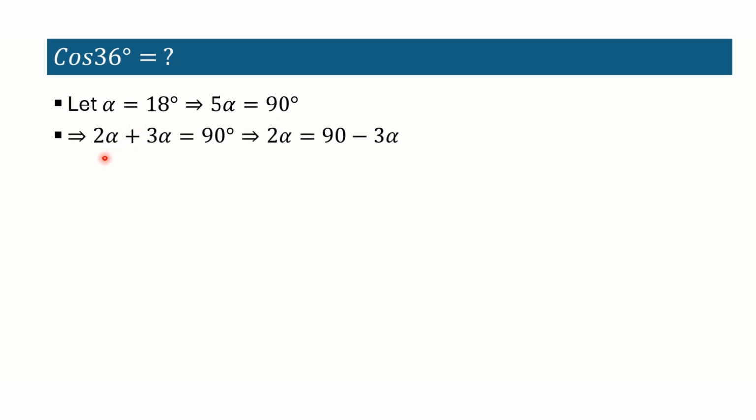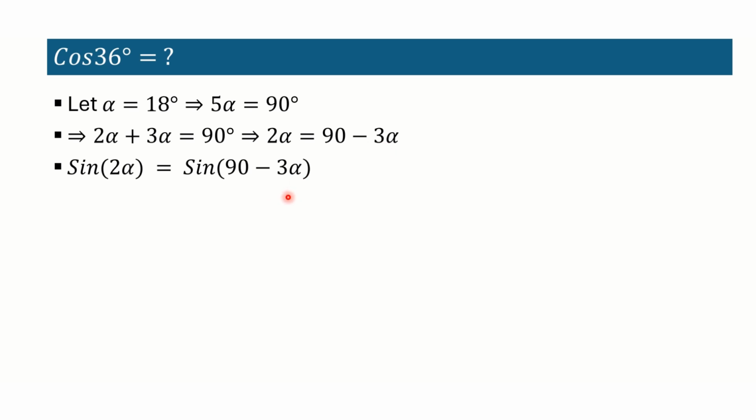And 5 alpha can also be written as 2 alpha plus 3 alpha, which is equal to 90 degree. I can take 3 alpha to the right hand side, then I will have 2 alpha equals 90 minus 3 alpha. In the next step, I can take sine of both sides. This side will become sine 2 alpha and this side will be sine of 90 minus 3 alpha.